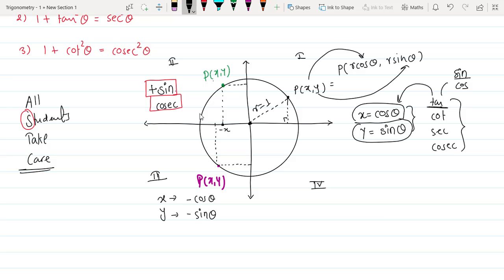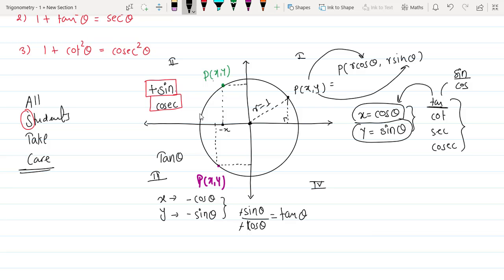If both are negative, then tell me what will be minus sin theta upon minus cos theta. I will be getting positive tan theta, because the minus minus sign gets cancelled. Sin by cos is what? Tan. So in the third quadrant only tan is going to be positive.